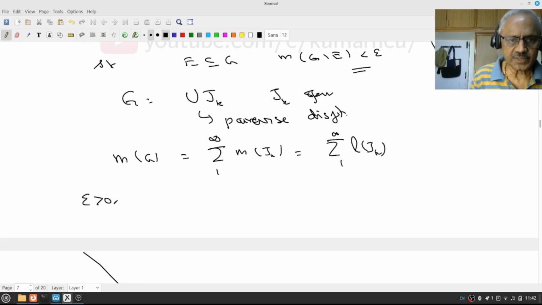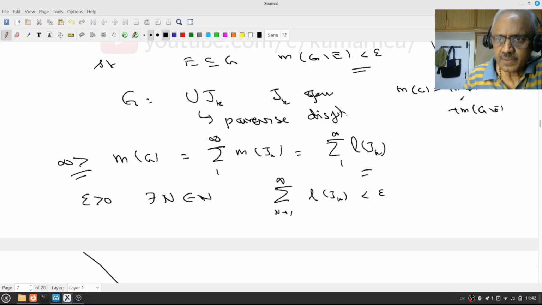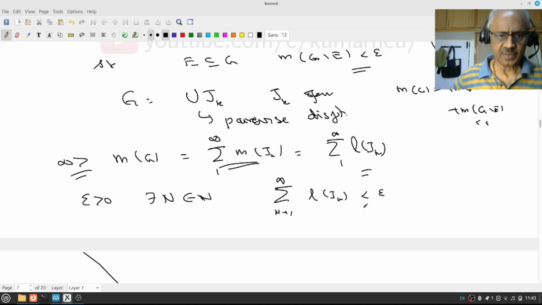Now, epsilon positive is given. Therefore, I know there is a natural number n, so that the sum from n plus 1 to infinity of length of J_k is less than epsilon. Why is this possible? Notice that measure of G must be finite, because measure of G equals measure of E plus measure of G minus E. This is assumed to be finite, and this is less than epsilon, therefore that's finite. Therefore, this series is convergent. Therefore, the tail end of the series must be as small as I please. Do you understand this?